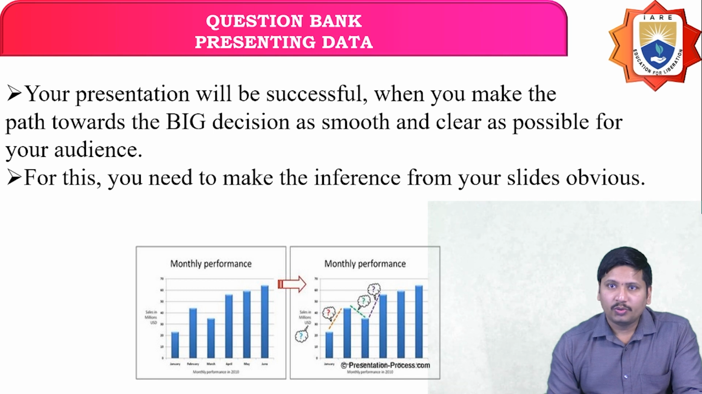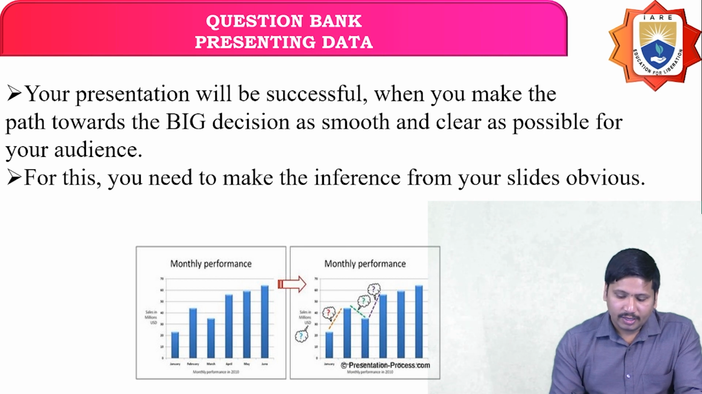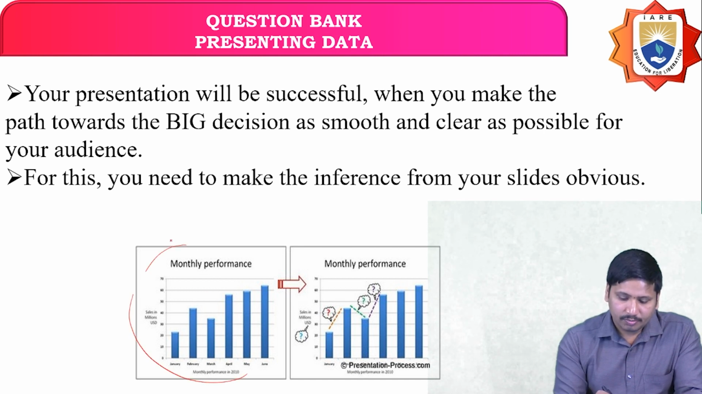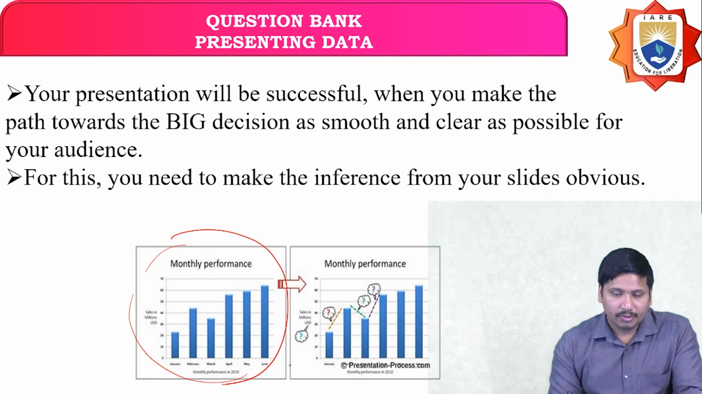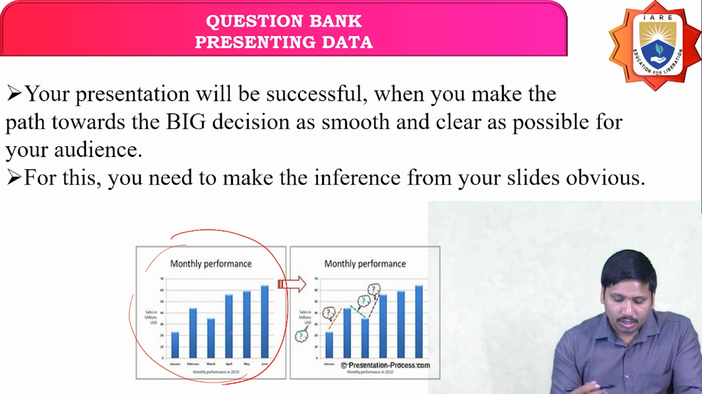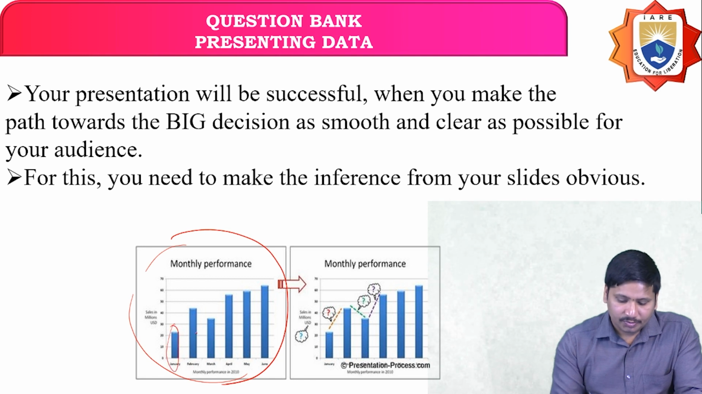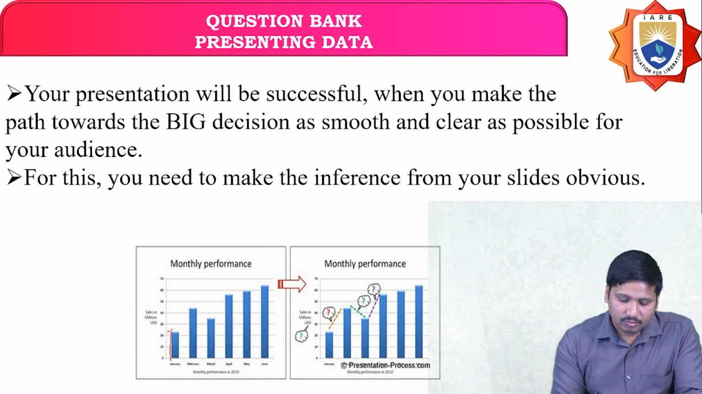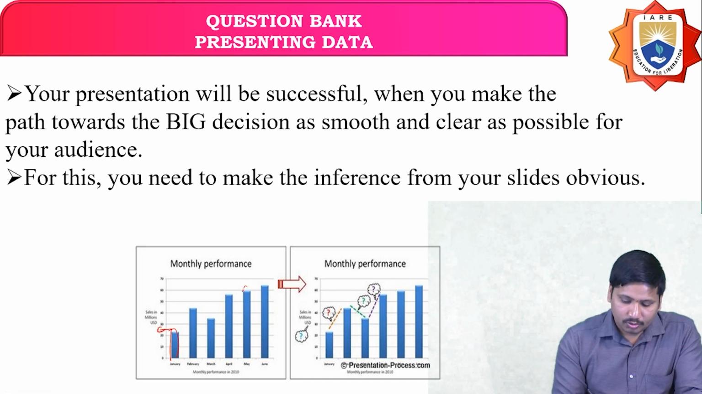For this, you need to make the inference from your slides very obvious. Let's see an example. Suppose I present monthly sales in a bar chart: January, these are the sales, February, these are the sales, and March. I have presented the data like this, but by seeing a bar, you have to check the mapping to see what value it maps to. If I don't know the exact value, I again have to map it with the axis.